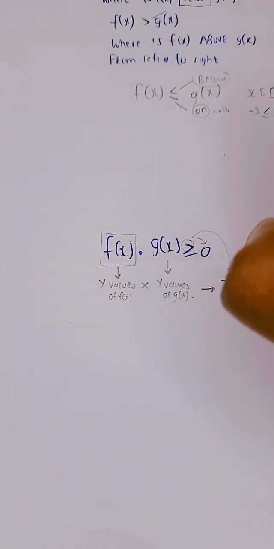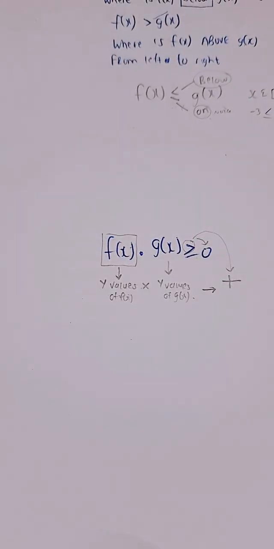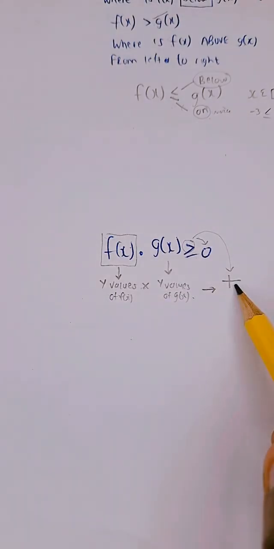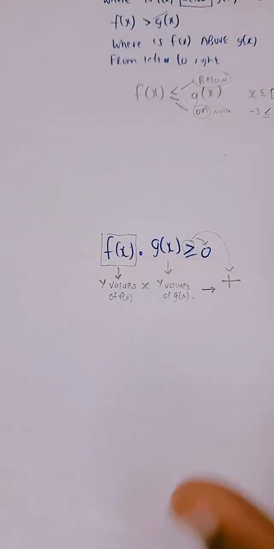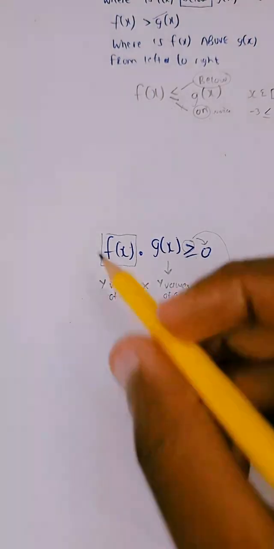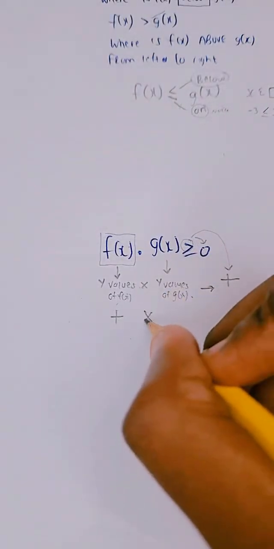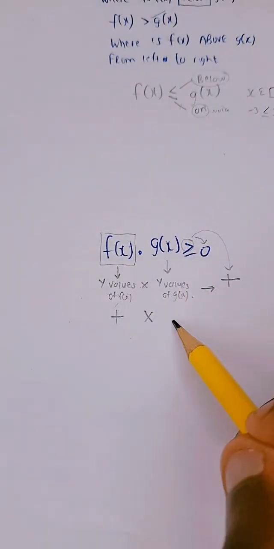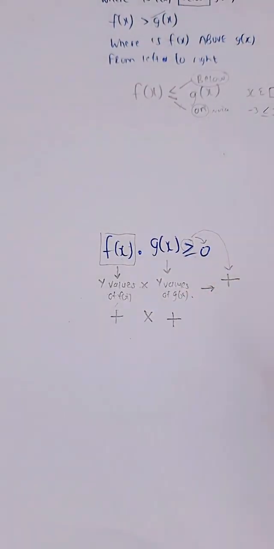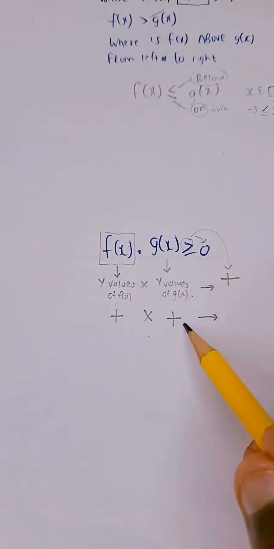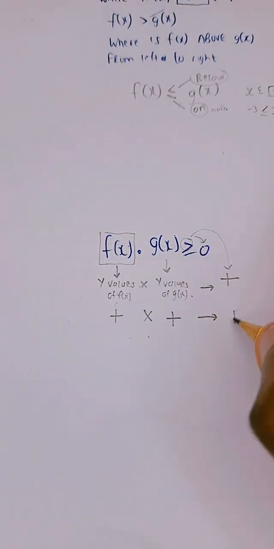Greater than 0 means positive. Okay? The product of two things that give you a what? A positive. Let's first analyze what possibilities are there. If the y value of f is positive, multiplied by the y value of g, which is positive, the outcome for positive times positive gives us a what?